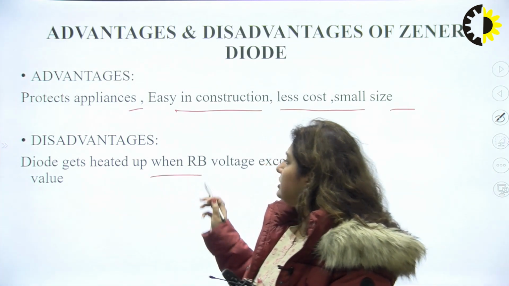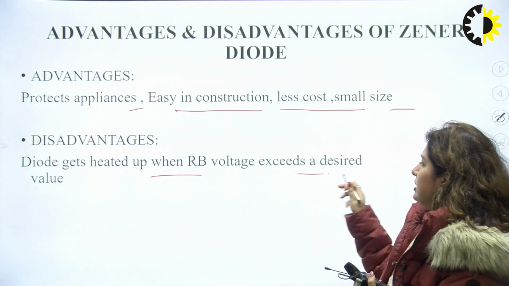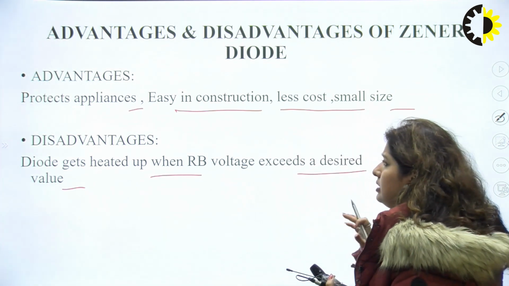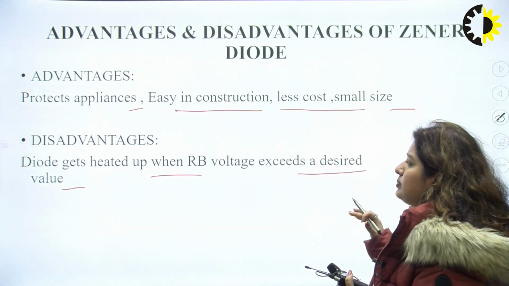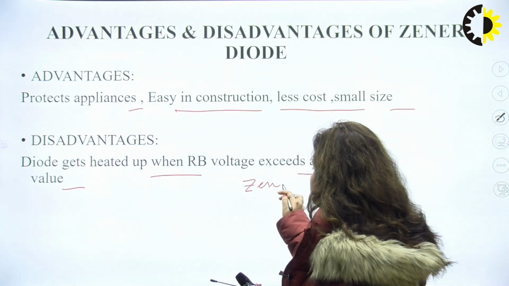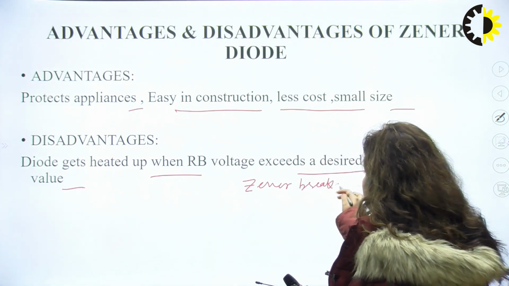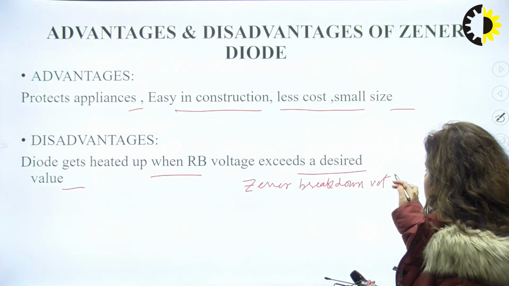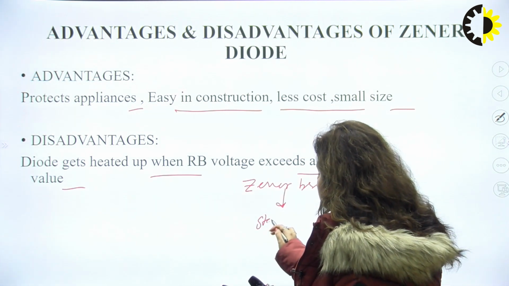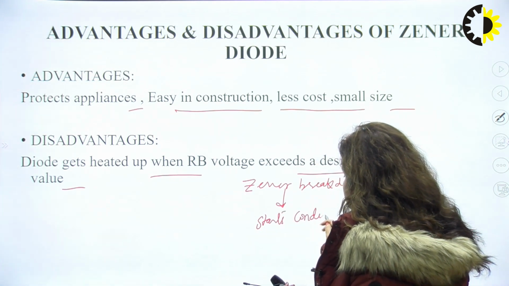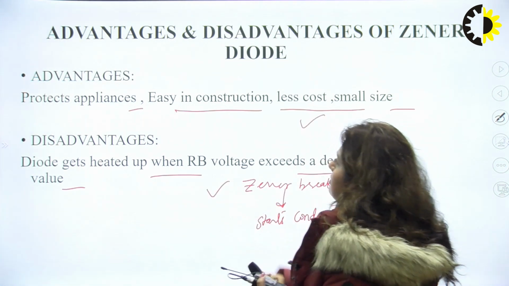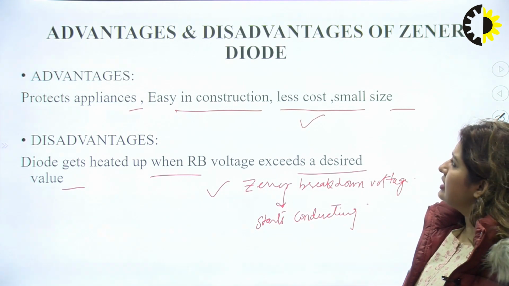So what are the disadvantages? The diode gets heated up when the reverse bias voltage exceeds a desired value. Whenever we require some voltage level, we have to increase the voltage to a particular Zener breakdown voltage, and only after that voltage level does the Zener start conducting. So these are two major advantages and disadvantages of the Zener diodes.